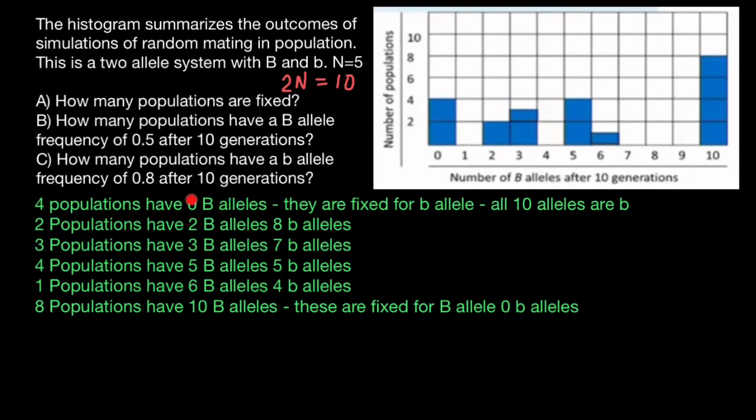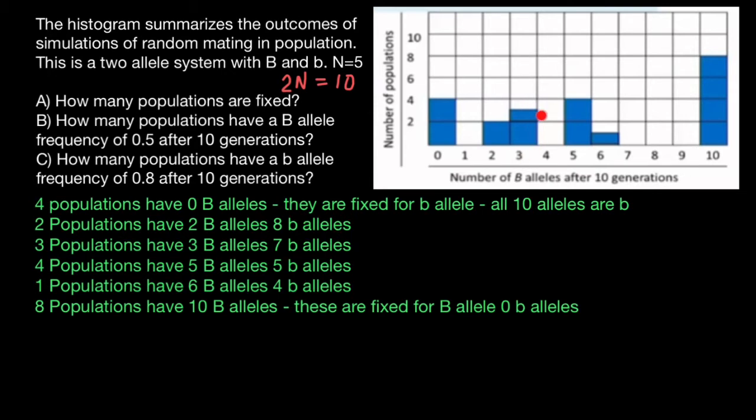4 populations have 0 dominant B alleles. That means they are fixed for the recessive b allele. All 10 alleles are going to be small b allele in 4 populations. Now let's analyze this bar. What we see here is that after 10 generations in 2 populations there would be 2 dominant B alleles, so out of 10, 2 would be dominant B alleles. That means that the rest, 8, have to be recessive b alleles.